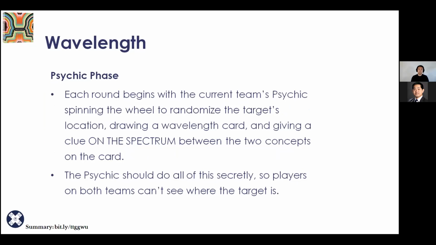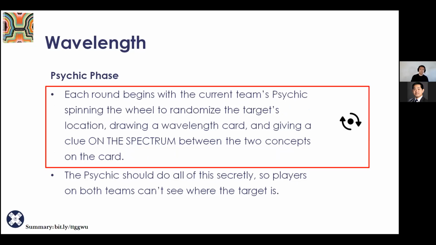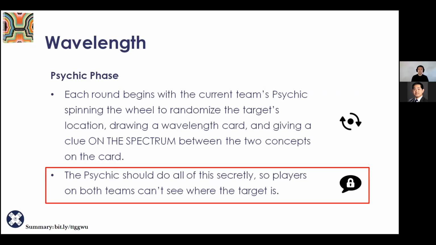When you're the psychic, this is what you do during the psychic phase. Each round begins with the team's current psychic spinning the wheel to randomize exactly where the target is going to fall on the spectrum. Then they draw a wavelength card and give a clue on the spectrum indicated on the card, between the two concepts on that card. Like the other games, the psychic does this secretly so that players on both teams cannot see where the target is.